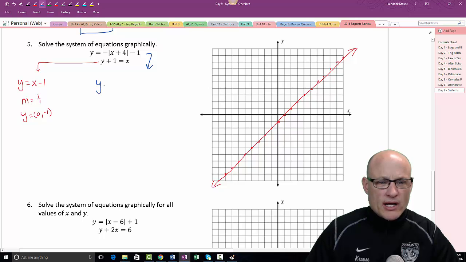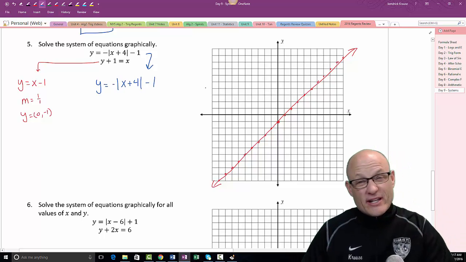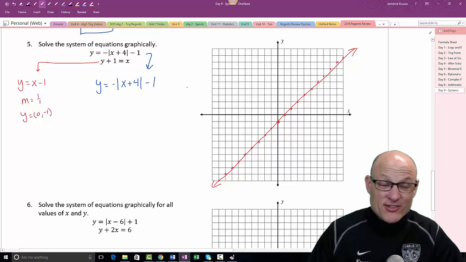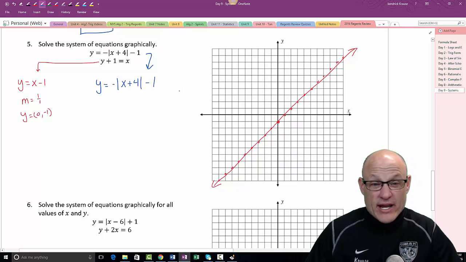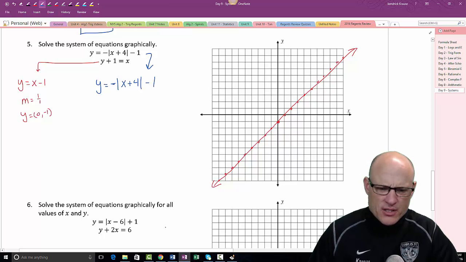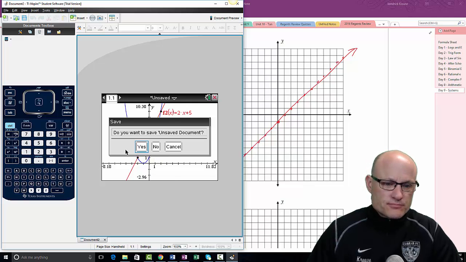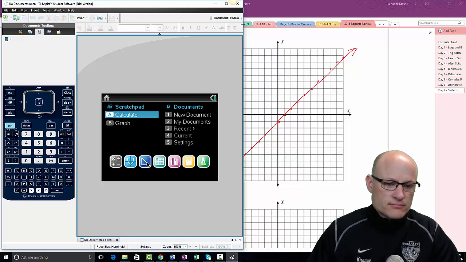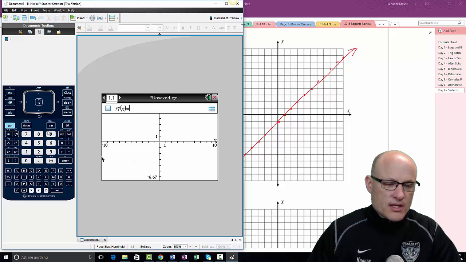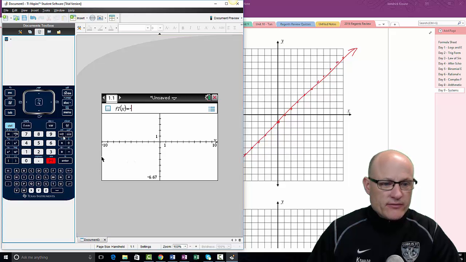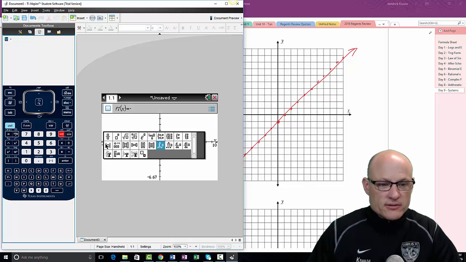We'll change over here and graph this one. We get y equals negative absolute value of x plus 4 minus 1. If you understand this, you could tell me the vertex is negative 4, negative 1. It's going down with a slope of 1, and graph it. But easier than that, just come over to your calculator and type in negative absolute value. The absolute value bars are found right here. Absolute value bars, enter.